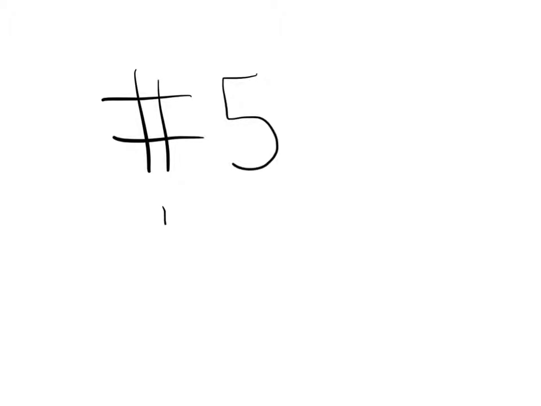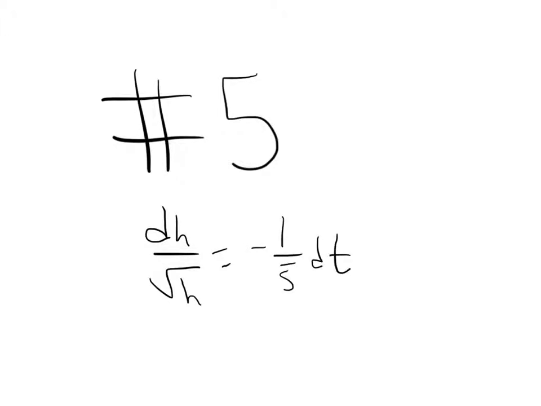But the key is getting to the step of dh over root h is equal to -1/5 dt, and then integrate from there. Integrate both sides. Don't forget your plus c, and people are good about doing that. So lots of little algebra mistakes cost people the 5th point, because people are good about taking the antiderivative here. People are good about putting the plus c. People are good about plugging in the initial value. But there was a point for solving for h, and that is where some of you guys went wrong.